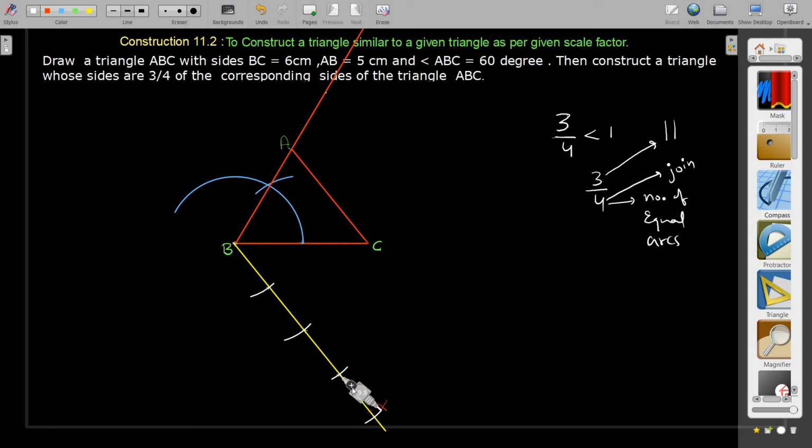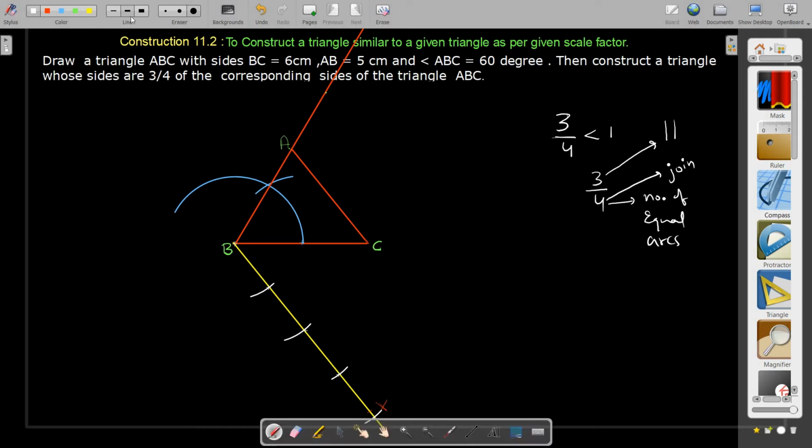Yes. And now let me name these equal arcs as arc B1, B2, B3 and B4. So these are 4 equal arcs.